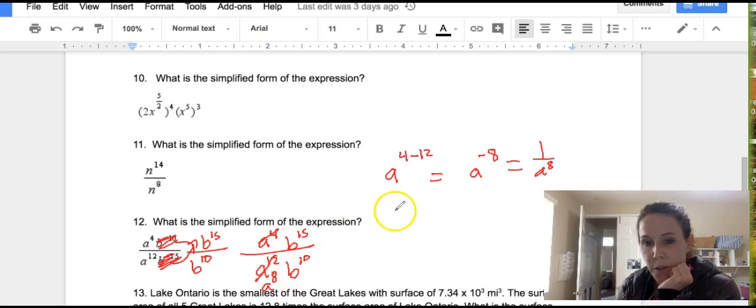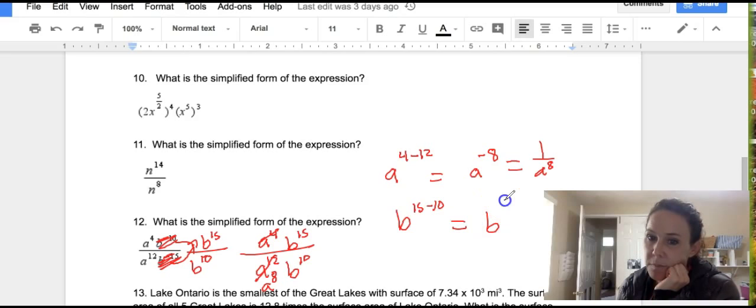Now this one you could go b, same base, subtract exponents. This is 15 minus 10, which will be b to the 5th power, okay, which is on top. Or I could say there's 15 b's on top and 10 b's on bottom. 10 b's on bottom divide into 15 b's on top and leave me with 5 b's on top.